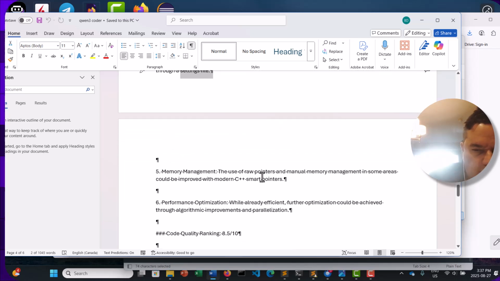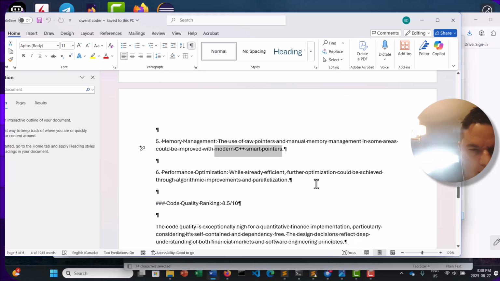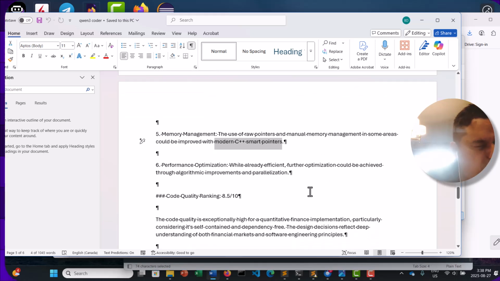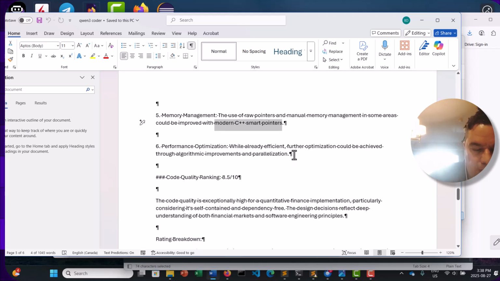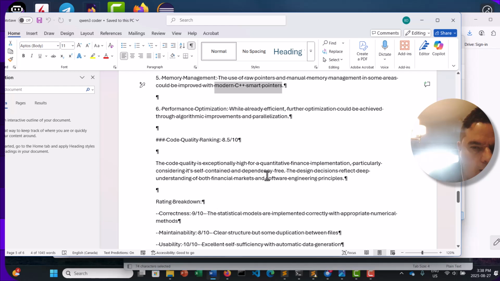Let's say memory management, use of raw pointers and manual memory management. Some areas could be improved with modern C++ smart pointers. In terms of performance, I'm not sure if raw pointers are faster than smart pointers. I can't say. I don't know because I don't really see production grade, institutional production grade quality code to see what they're doing. I'll never see it. That's secretive. Performance optimization: already efficient. So further optimization can be achieved through algorithmic improvements and parallelization. Again, you can add that in the prompting.